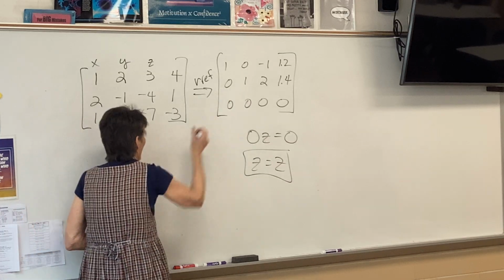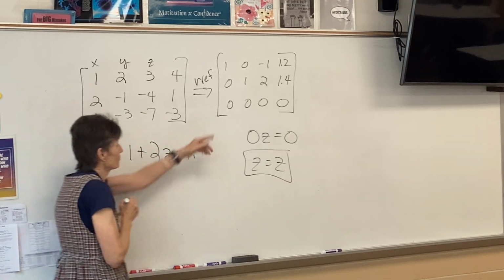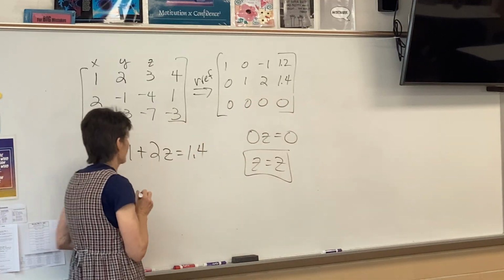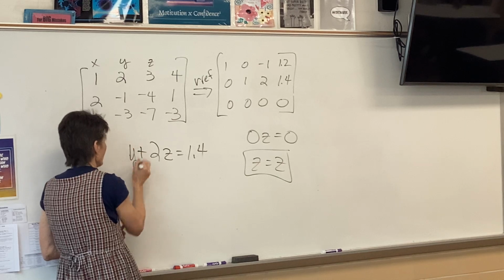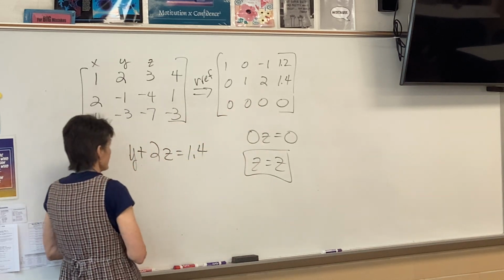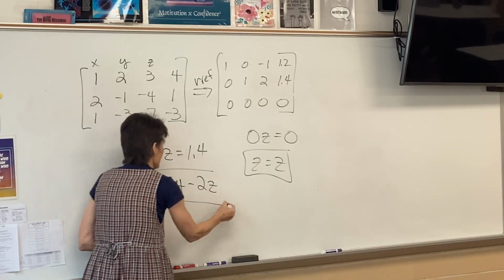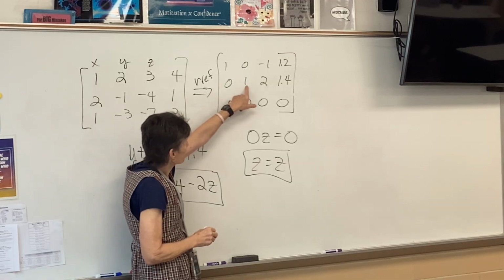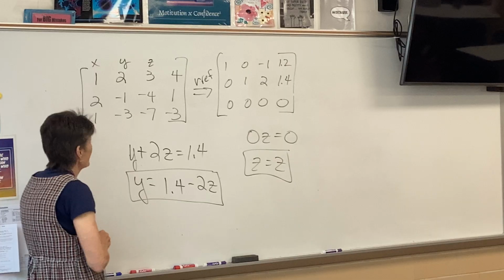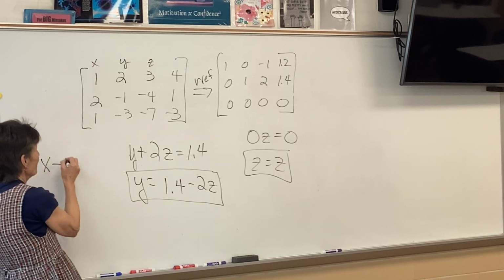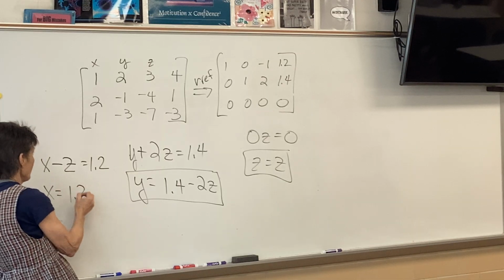So 1Y plus 2Z is 1.4. So 1.4 minus 2Z is Y. 1Y plus 2Z equals 1.4. And then 1X minus Z equals 1.2. So X equals 1.2 plus Z.